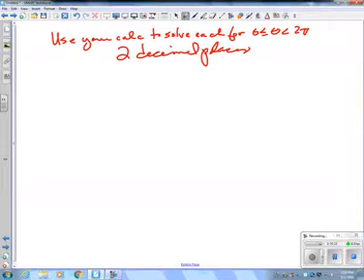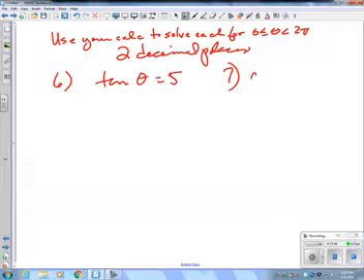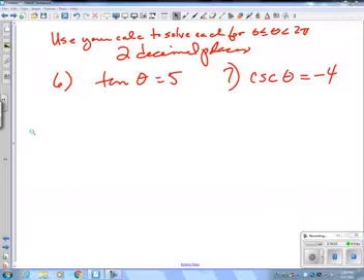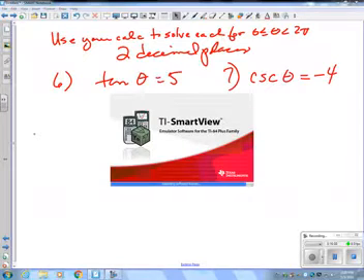All right, so in question number 6, let's do tangent of theta equals 5. In question number 7, let's do cosecant of theta equals -4. So first you have to bring up your calculator, and we're going to try and graph these functions. You see, each side of the equation is a function.